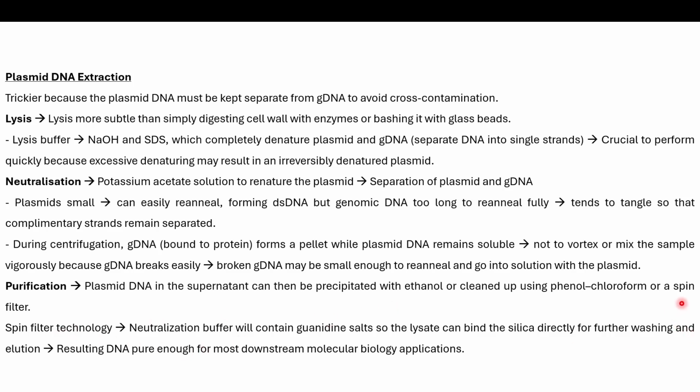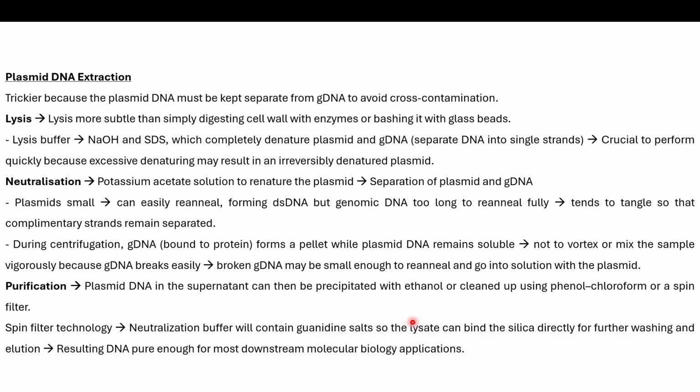Now, the spin filter I was talking about: the neutralization buffer in the case of spin columns contains some chaotropic salts, guanidine salts. Chaotropic agents are like chaos-inducing agents, right? They disrupt the interactions of the solute molecules, especially in this case DNA, with the water medium or aqueous phase. Okay.